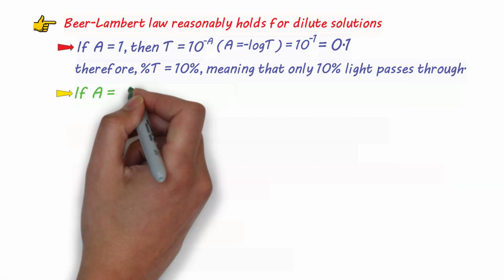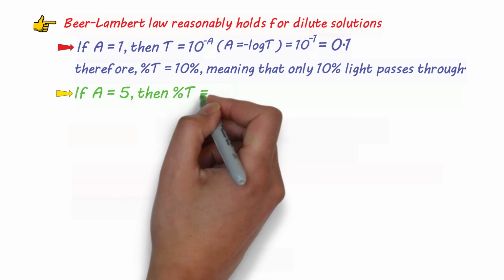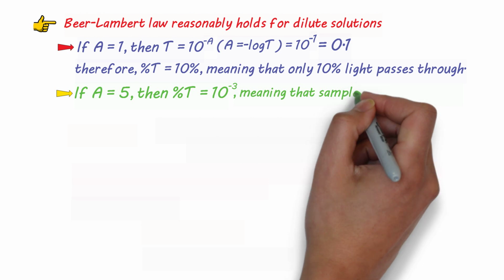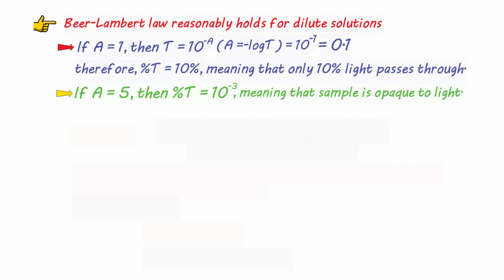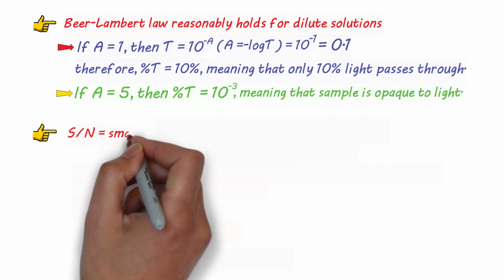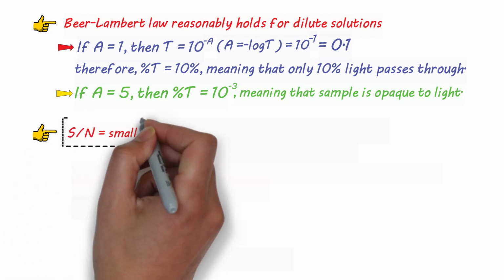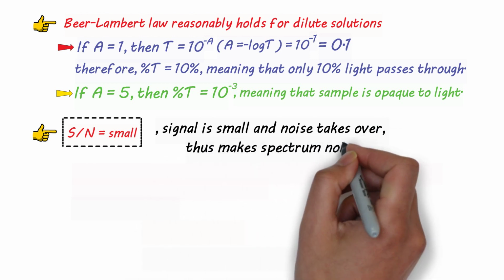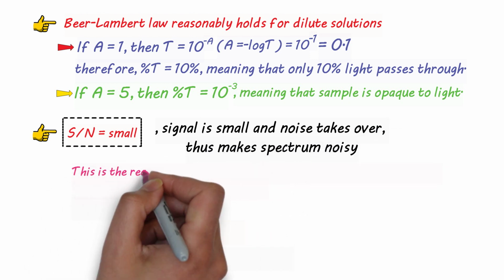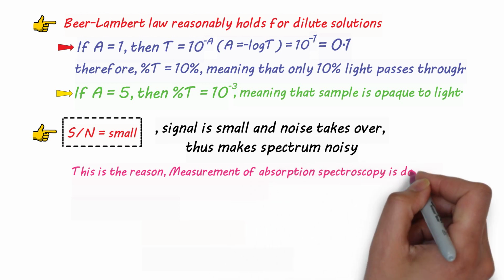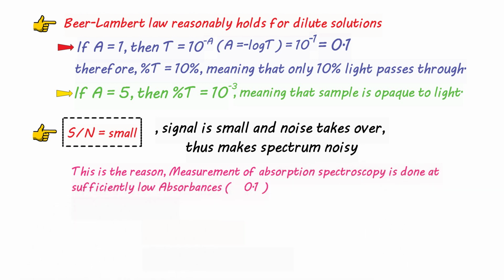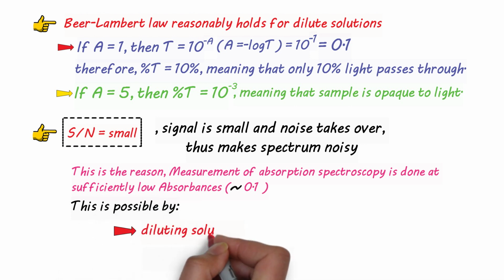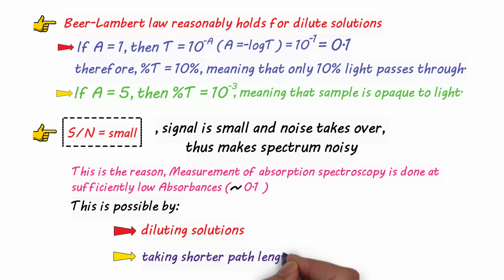If A is equal to 5, that is absorbance is equal to 5, then percentage transmittance will be equal to 10 to the power minus 3, meaning that the sample is almost opaque to light. Such high absorbance makes the signal to noise ratio very small, meaning that the signal will be small and noise takes over, which makes the spectrum noisy. This is the reason measurement of absorption spectroscopy is done at sufficiently low absorbances, approximately equal to 0.1, which is possible only for dilute solutions or taking a shorter path length. I hope you understand it.